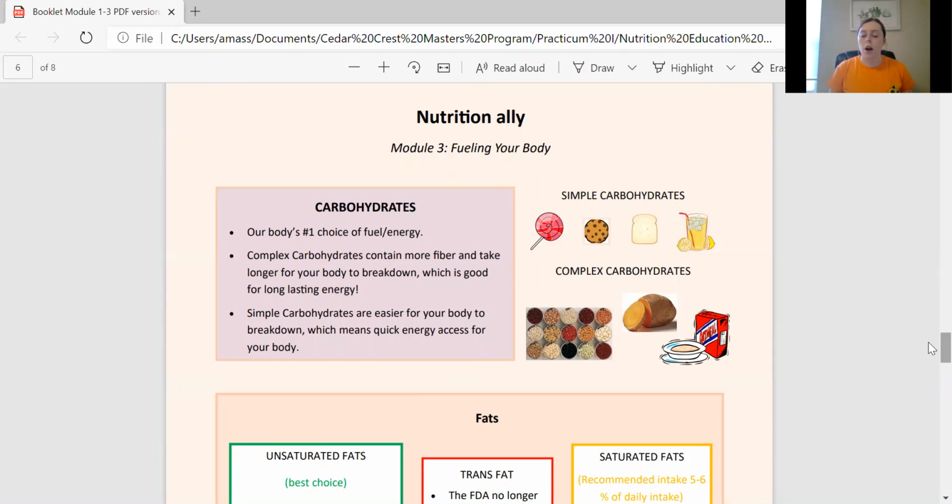level where it's not up and down. If your diet consisted of mostly simple carbohydrates, that's what's going to happen. It'll be sort of like a roller coaster. But with the complex carbohydrates, it's going to keep your energy levels level throughout the day. So just a quick piece there on those. And again, 45 to 65% of your daily calories should come from carbohydrate sources.